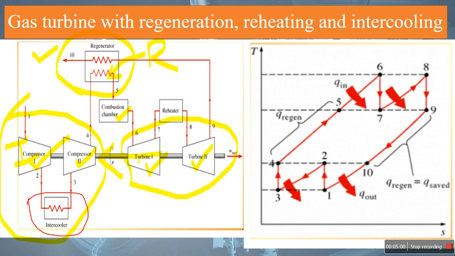So the expansion is carried out in two stages, and after expansion in the first stage turbine, the combustible gases add some heat, and that combustible gas again expands in the second turbine. Now, all the methods, or all the TS diagrams, we studied previously separately. Now what effect on the TS diagram if we combine all three methods? Okay, let's start with the first, intercooler.